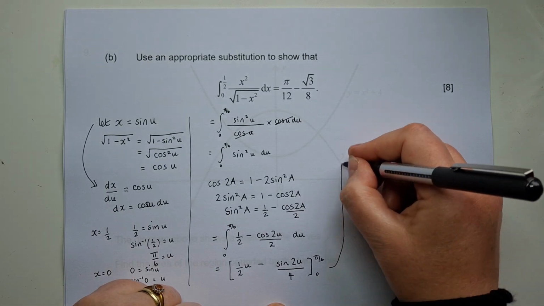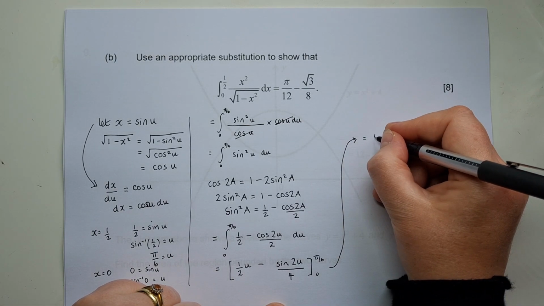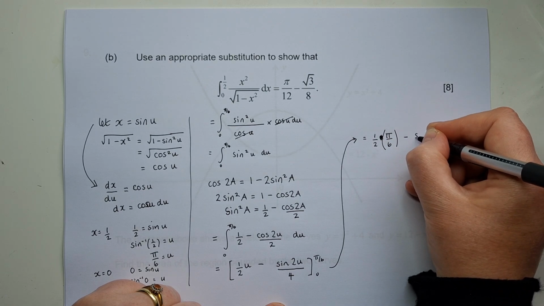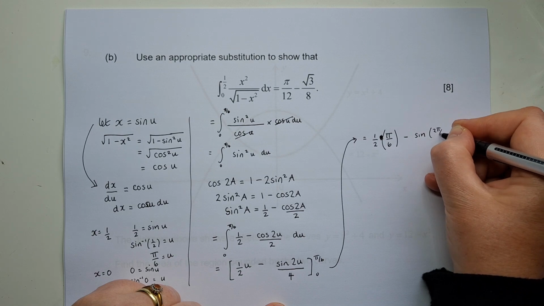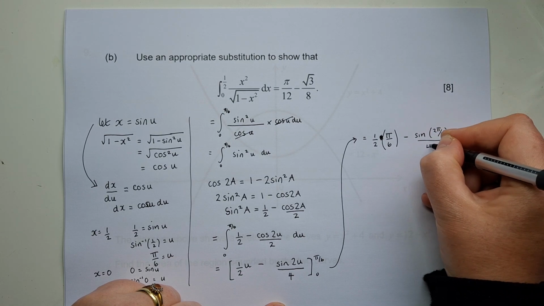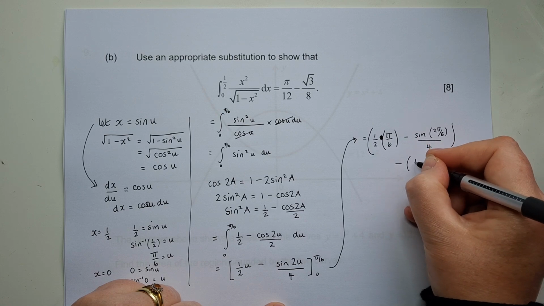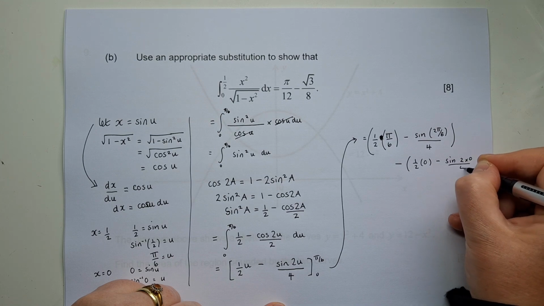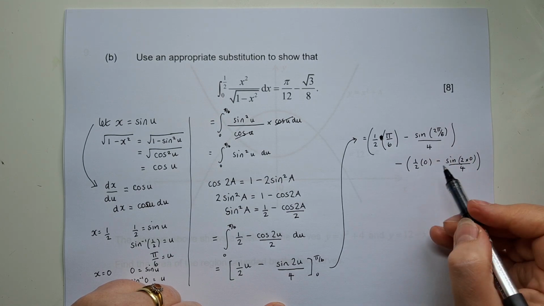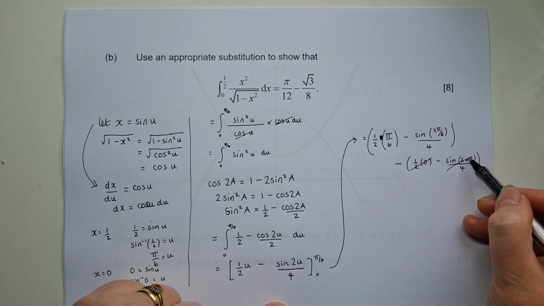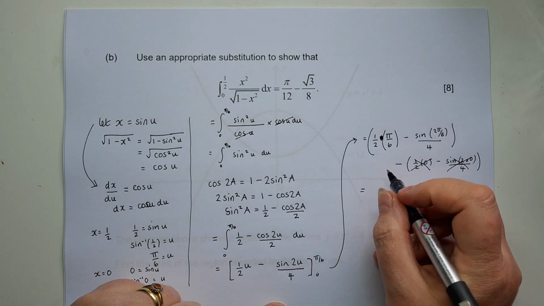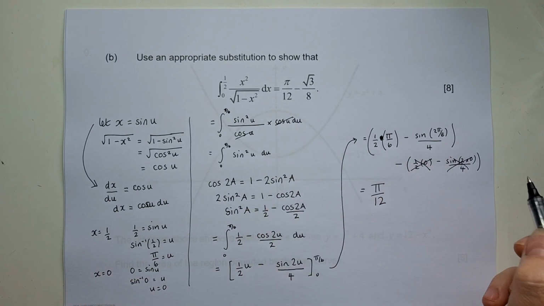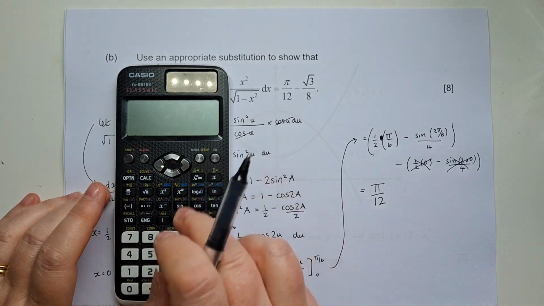Okay, and then we can put our limits in. So we're going to get 1/2 times pi by 6 minus sine of 2 pi by 6, that's the 2u bit, over 4, minus 1/2 times 0 minus sine of 2 times 0 all over 4. Well, half of 0 is 0 and sine of 0 is 0, so those terms both disappear. And then we've got 1/2 of pi by 6 is pi by 12. That's right. And then hopefully the other term will work as well.